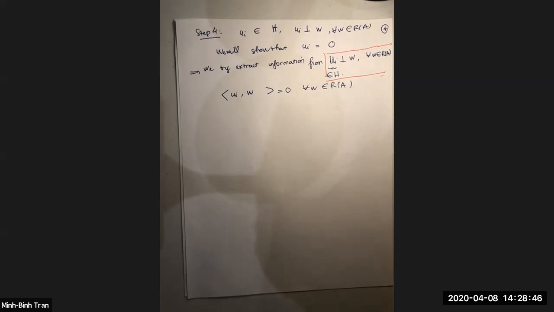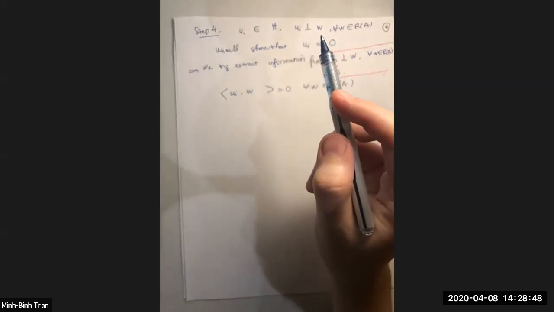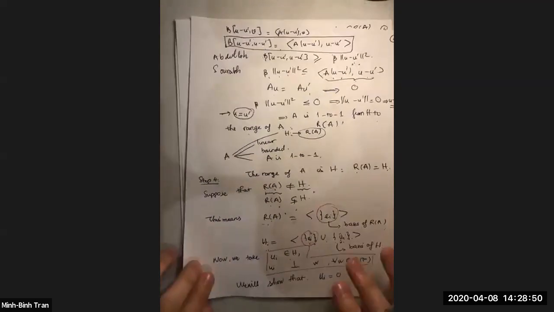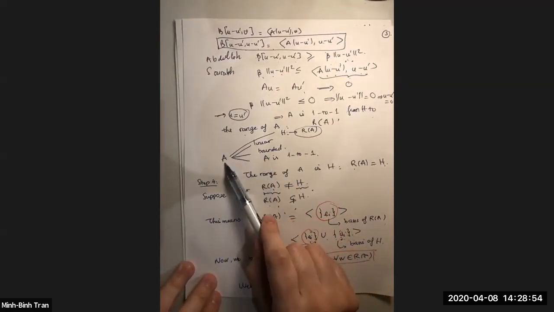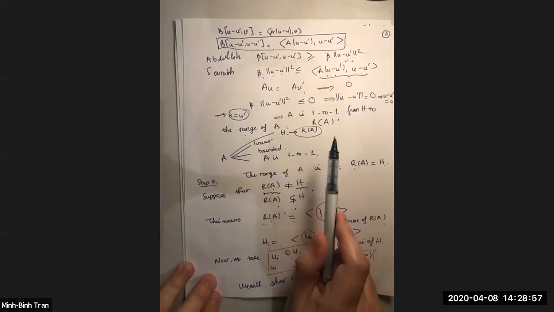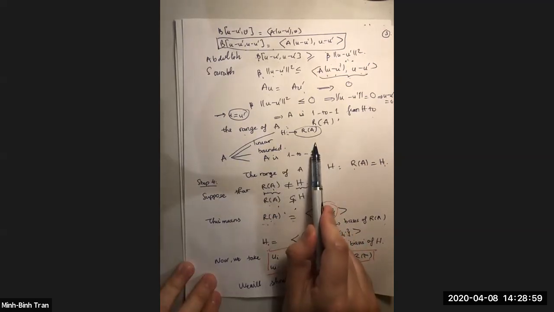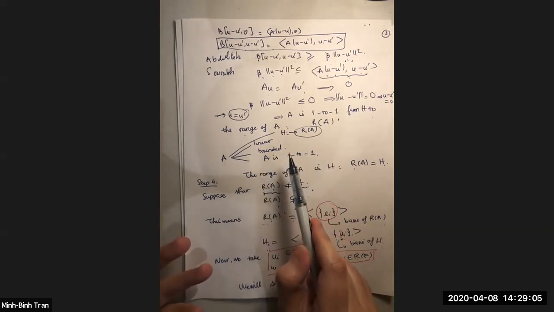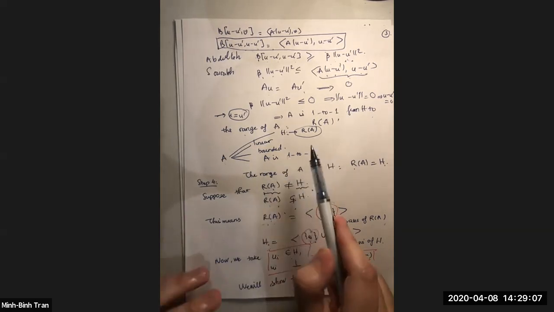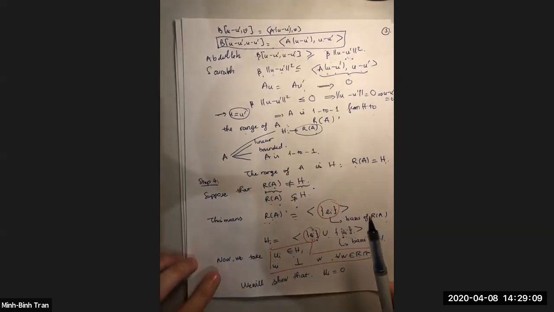Right? I explain again. So in step 4, what we have to show is the following. We know that we have a linear operator from H to R(A). This is created by fixing U and then applying the Riesz theorem, right? This is a linear operator, this is a bounded operator, and this is one-to-one from H to the range of A.